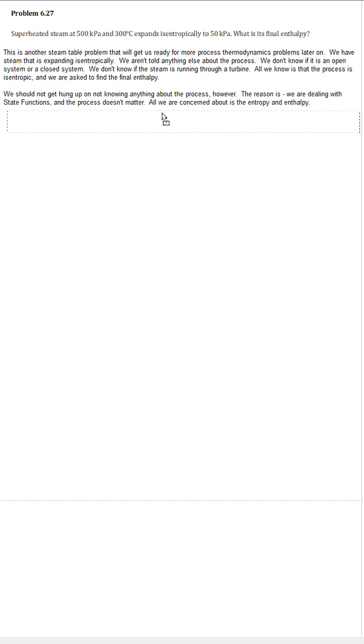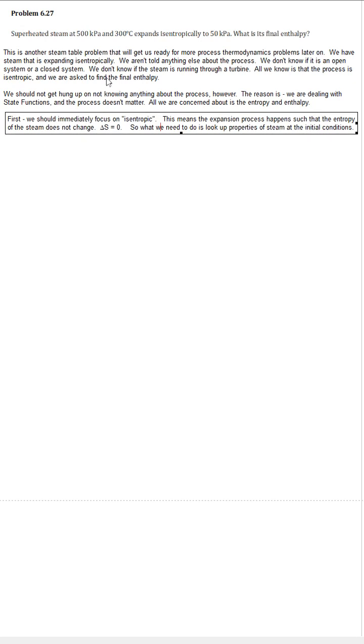So the first thing in doing this is we should focus on this key word, isentropic. By now you should know another phrase for isentropic is reversible and adiabatic, but generally we'll use isentropic a little bit more from now on, especially when we're dealing with steam. What this means is that for this expansion process, whatever it is, there's no entropy change in the steam. That is, delta S is equal to 0 for the steam. And that's the key point to this problem.